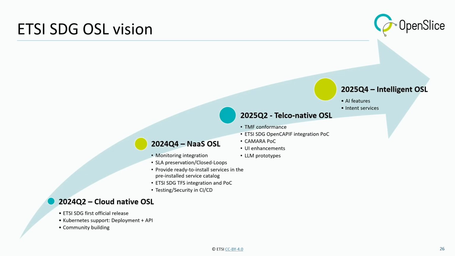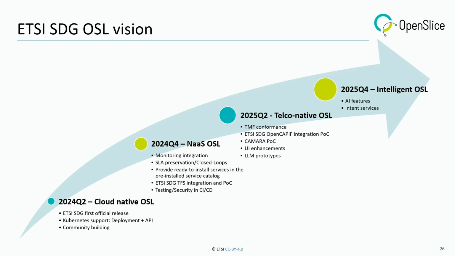Now, when it comes to the first release of 2025, we aim towards a telco-native OpenSlice. And with that, we would like to have a conformance test against the TMF APIs that we use. As you have seen, this is a plethora of TM Forum APIs, but we would also like to have an official conformance stamp from TMF officials. We would also like to have an integration proof of concept with OpenCAPIF, so as to close the circle with all the ETSI SDGs. And we aim also to provide a proof of concept with CAMARA.